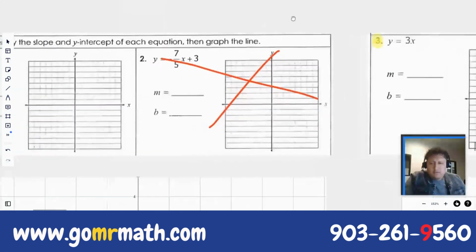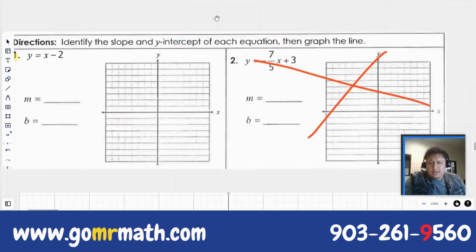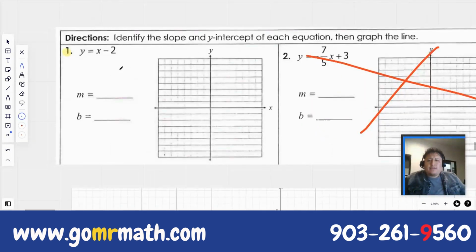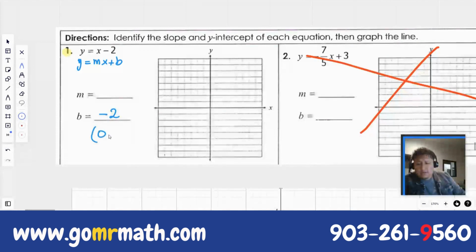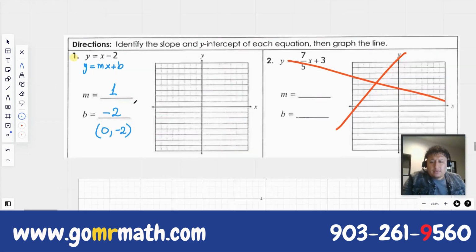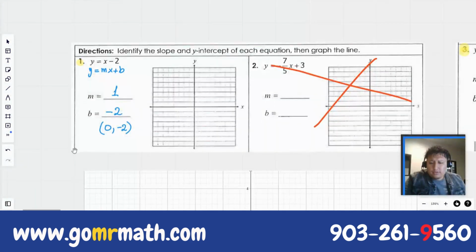We need to identify the slope and the y-intercept in each equation and then graph the line. So in here, if we rewrite the form y equals mx plus b, we can see that this b is equal to -2. That's the y-intercept. If we remember what we just wrote, there is a coordinate, 0, -2. And my slope should be the coefficient of x, which, since there is no number in there, should be 1. Positive slope.